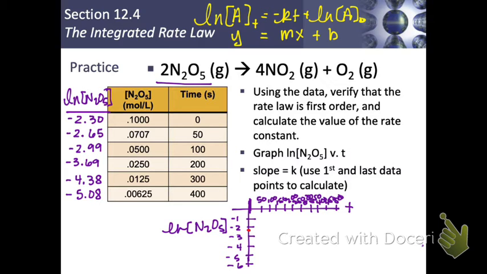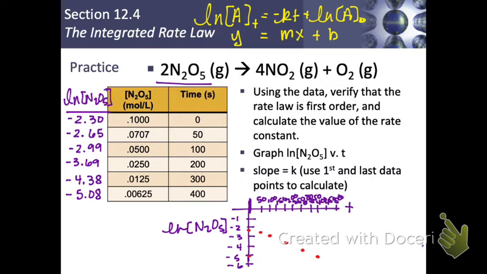Next one is at 50 seconds, and we're at negative 2.65. So here's 50 seconds. I'm going to scale down to 2.65, so somewhere in there. The next one at 100 seconds is basically negative 3. At 200 seconds, we get to negative 3.69. At 300 seconds, we get to negative 4.38. And at 400 seconds, we get to negative 5.08.